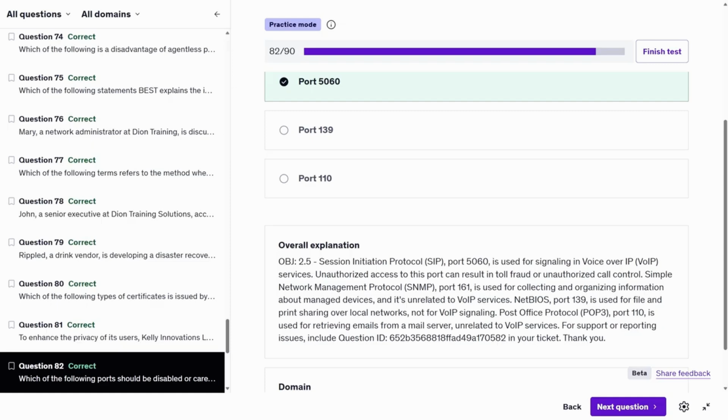Simple Network Management Protocol port 161 is used for collecting and organizing information about managed devices, and it's unrelated to VoIP services. NetBIOS port 139 is used for file and print sharing over local networks, not for VoIP signaling. Post Office Protocol port 110 is used for retrieving emails from a mail server, unrelated to VoIP services.